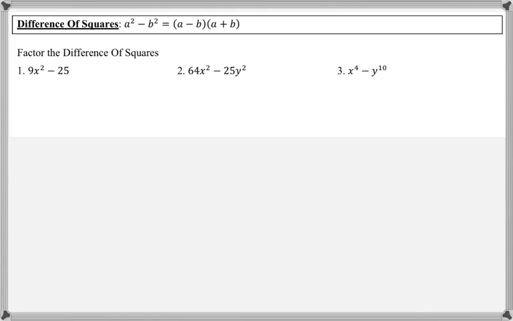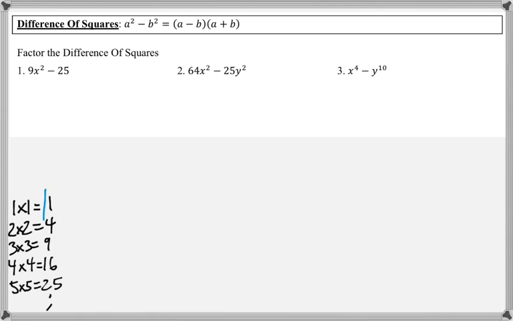So what are squares or perfect squares? Well, if you take 1 times 1, you get 1. 2 times 2 is 4. 3 times 3 is 9. 4 times 4 is 16. 5 times 5 is 25. And so on. So these numbers here would be perfect squares.